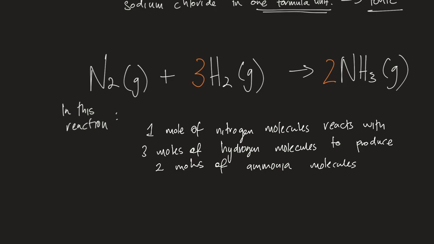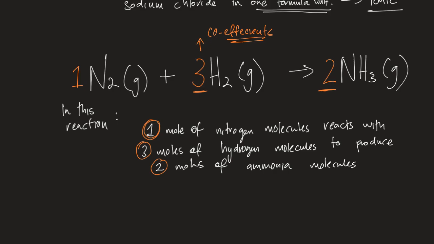So I want you to have a look here. When we balance an equation, we put in coefficients. So here, in front of the nitrogen, I have an imaginary 1. In front of the hydrogen, I have 3. And in front of the ammonia, I have 2. So these numbers, these coefficients that we use, they are the moles. So it's important for us to understand this.